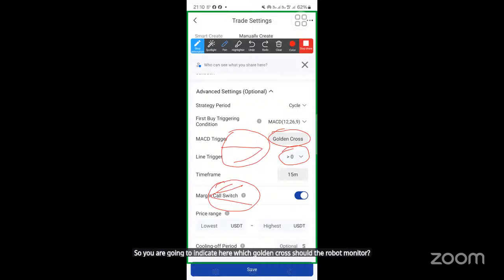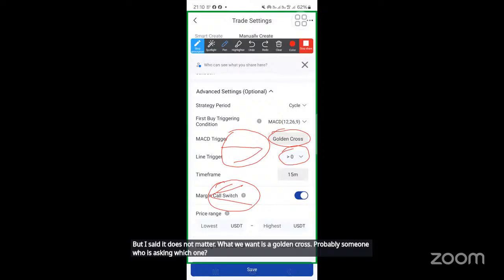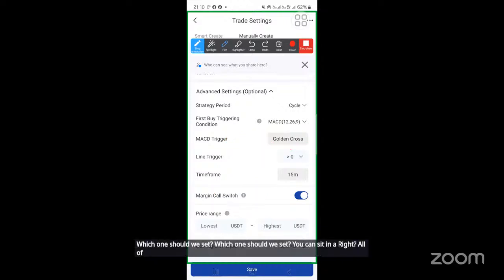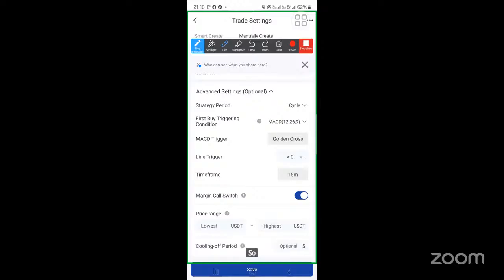But I said it does not matter. What we want is a golden cross. Probably someone is asking, which one should we set? You can set any, right? All of them do happen. Okay? Yes. So that is the MACD indicator.